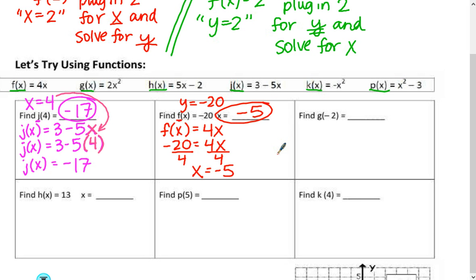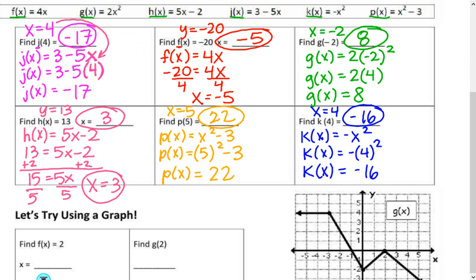Alright, so I want you guys to try the next 4 problems on your own. So pause the note video and you can check when you're done. Alright, if you are joining me again, I hope that you paused your video and practiced these on your own.